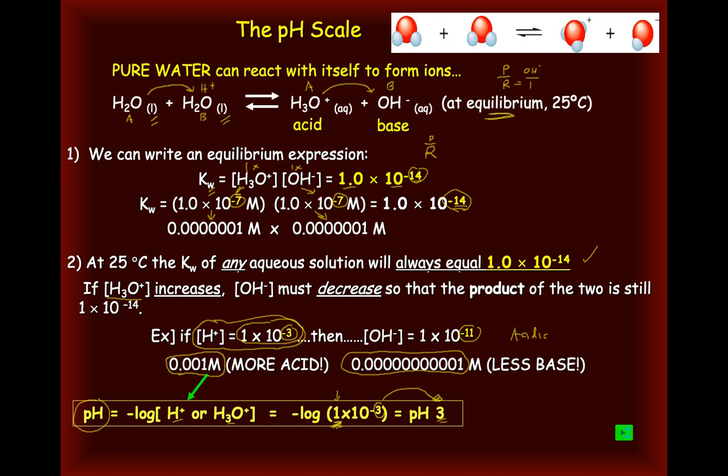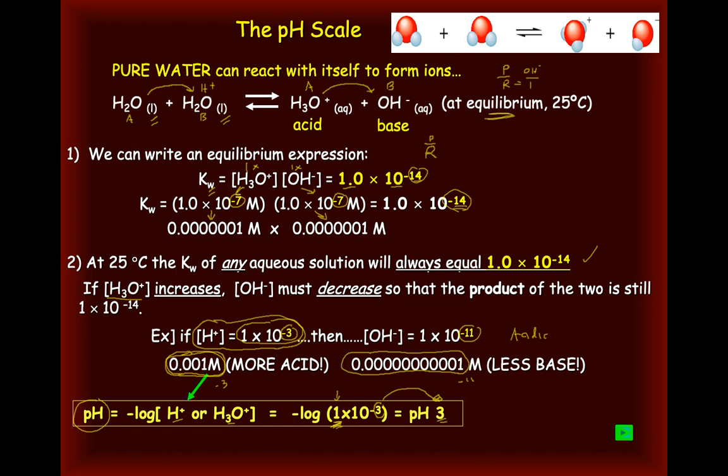So you can see why, and I know we've mentioned that in class a couple times, the pH is lower when there's more acid: it's because you're taking the negative of the negative exponent of the molarity. So you can see this is 1 times 10 to the minus 3. That exponent is a lot smaller than the one in 1 times 10 to the minus 11.